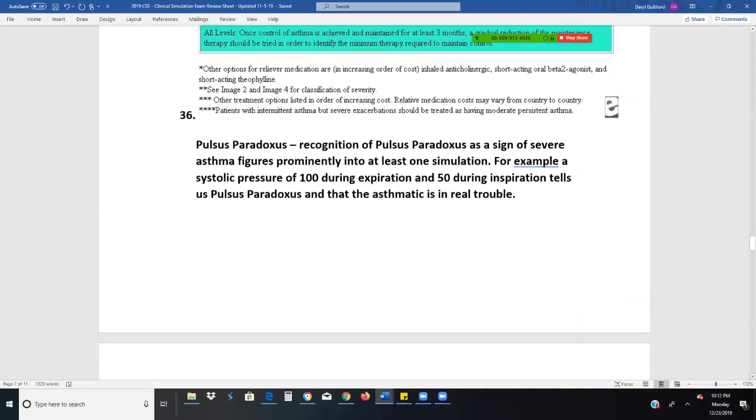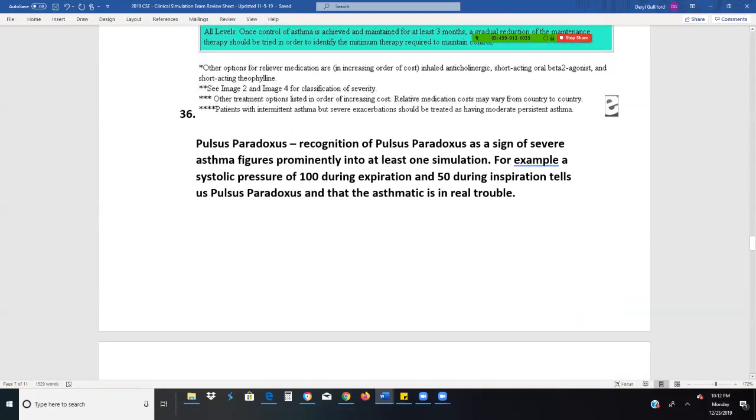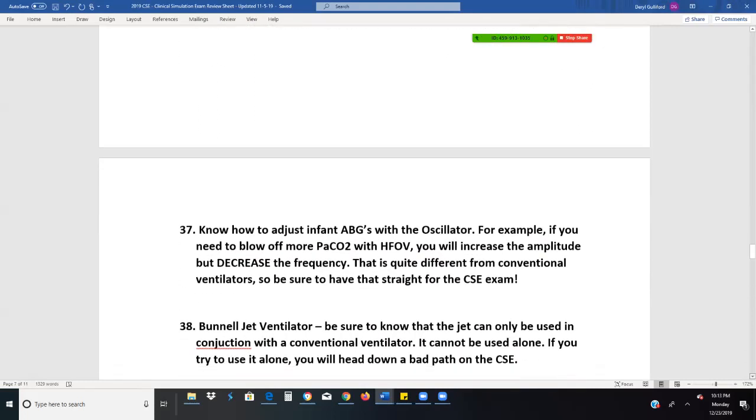Pulsus paradoxus is interesting. This is where the patient's blood pressure changes as they breathe. How would that happen? Well, if the patient is working so hard to breathe, as they exhale, their systolic pressure goes up. And as they inhale, then their pressure will go down. So in severe asthma, and that's the usual case that we see this in, pulsus paradoxus can happen. Might be a difference of as much as 40 or 50 between inspiration and expiration. This tells us the asthmatic's in real trouble if they have pulsus paradoxus.